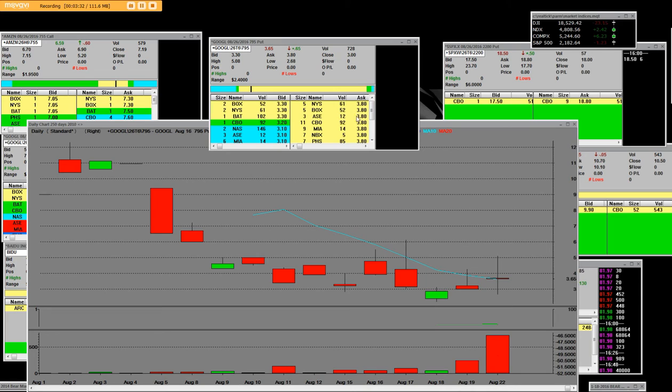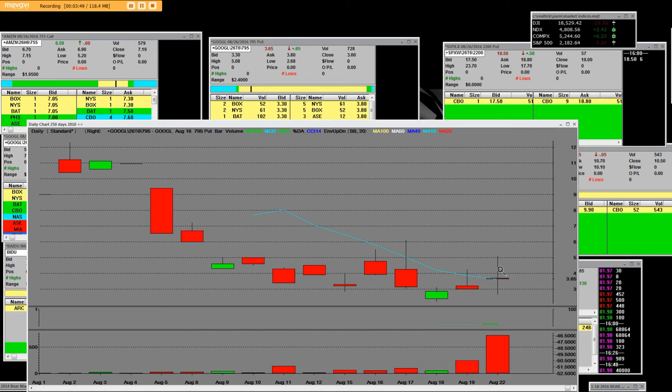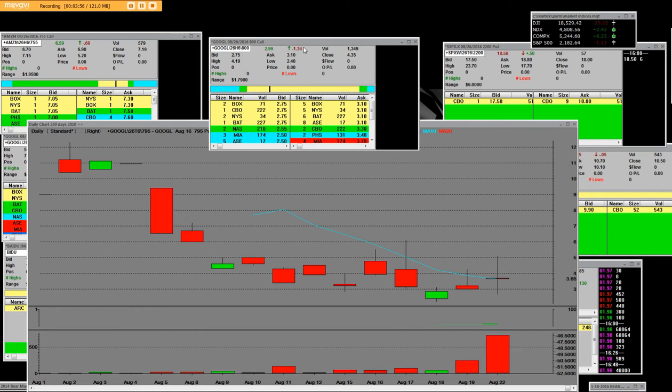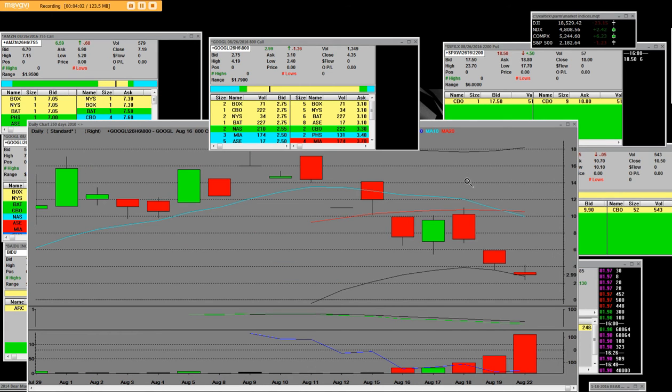I'm pulling up the 795 put, $3 bid, 330 by 380 on the close. 728 of these 795 puts were bought, low 2.68, range 2.4. This is that 795 put chart, and just depending on what Google wants to do, we're going to take a look at the $800 call chart, 1,349 contracts, and we're going to pull that up, and here it is.